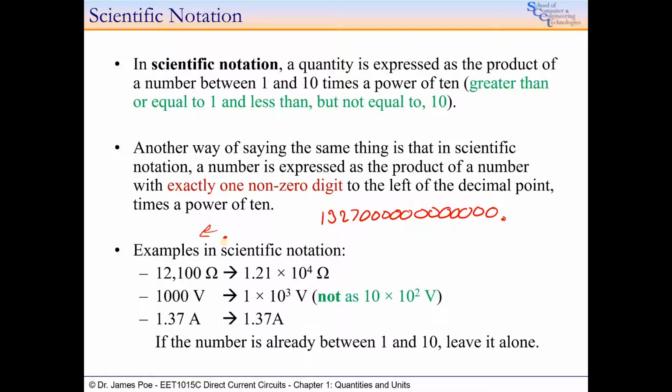So let's do the example I just gave you, right? If I want to move this over, I need to move it over 1, 2, 3, 4, 5, 6, 7, 8, 9, 10, 11, 12, 13, 14, 15. So I had to move that over 15 times. So I can change this to 1.327.